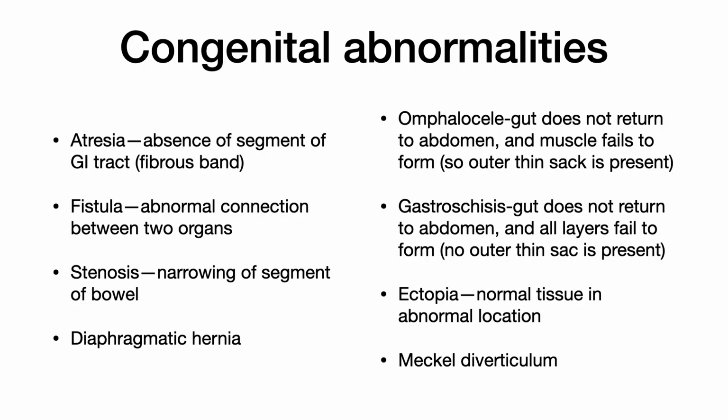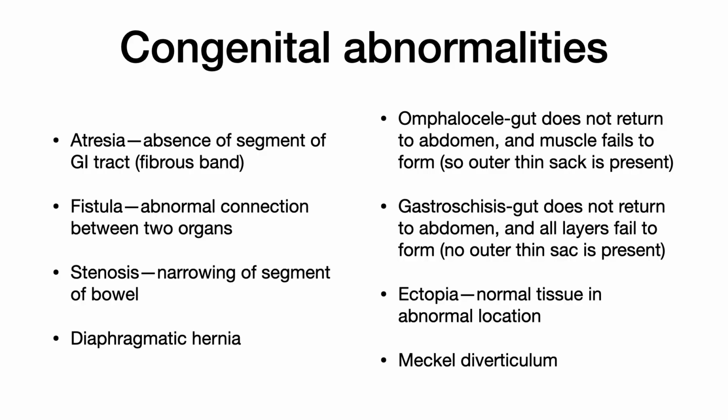Stenosis is obviously narrowing of a segment of the bowel. Diaphragmatic hernia is where there's a defect in the diaphragm and allows herniation of some of the bowel contents up. We see this quite commonly at forensic autopsy, but it's traumatic. But I have seen it on several occasions where it has been a congenital lesion. Omphalocele and gastroschisis are both along the same lines. Basically, the gut does not return to the abdomen, so it's outside of the abdomen. In the omphalocele, the muscle fails to form, so you have this really thin sac. And in gastroschisis, the whole abdominal wall fails to form, so you don't have anything between the outside and the surface of the GI tract.